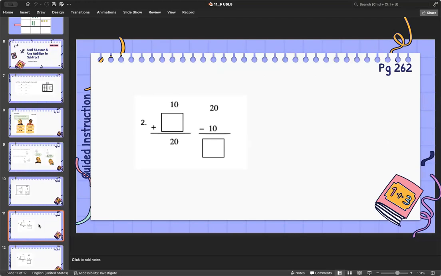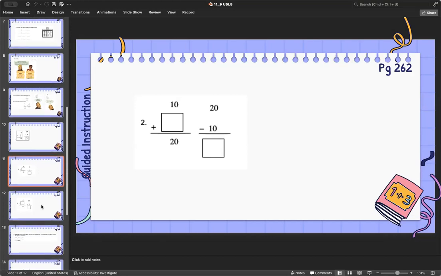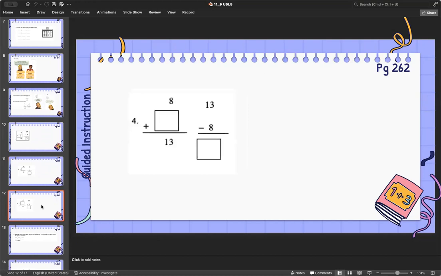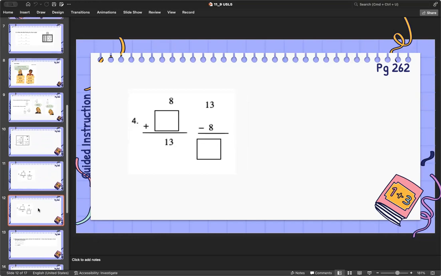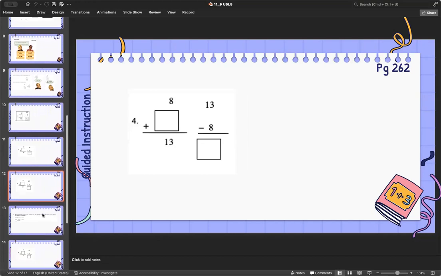10 plus blank equals 20. 20 minus 10 equals blank. Your next problem, 8 plus blank equals 13, or 13 minus 8 equals blank. Pause, work with your learning coach.